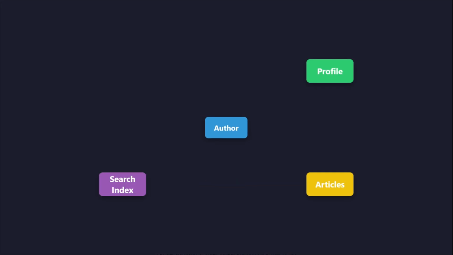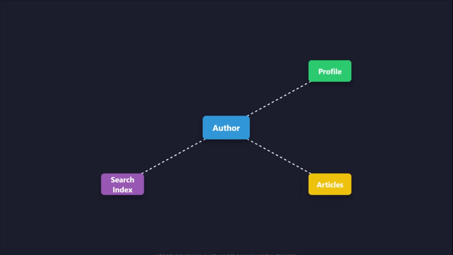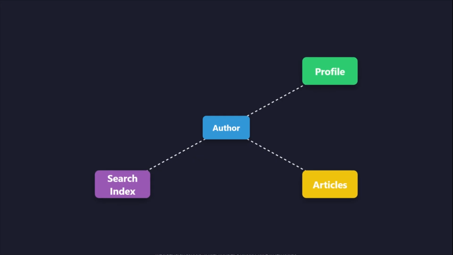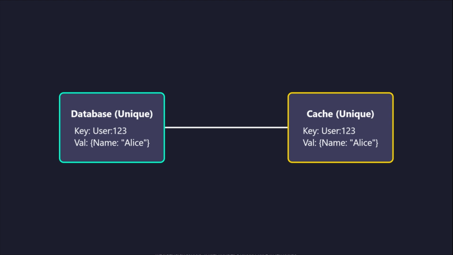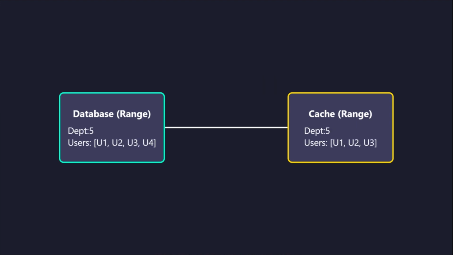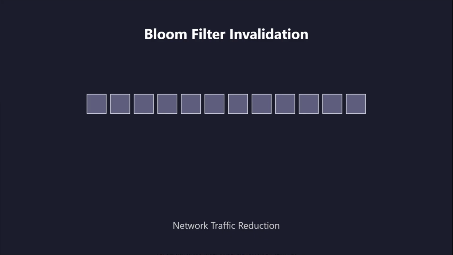Complex invalidations require a dependency graph. If you update an author's name, you must invalidate the author profile, all their articles, and the search index entries. Track these relationships to ensure completeness. Invalidation based on unique keys is easy, but range queries are difficult. If you add a new user to a department, you must invalidate all cached lists of users for that specific department ID.